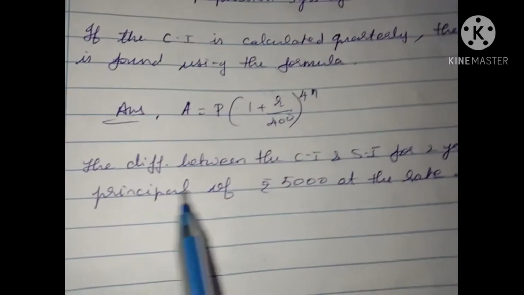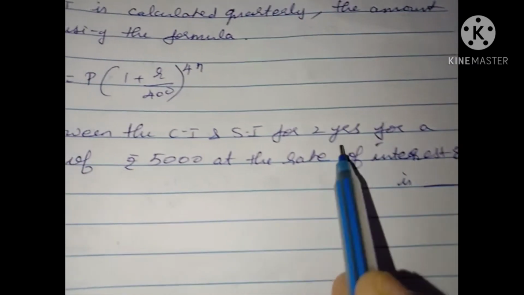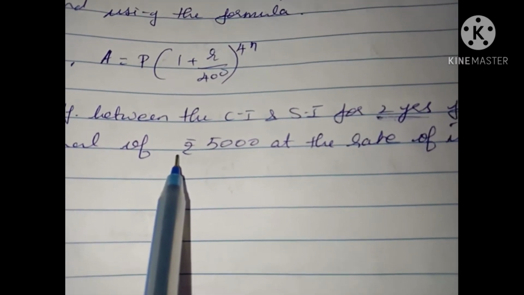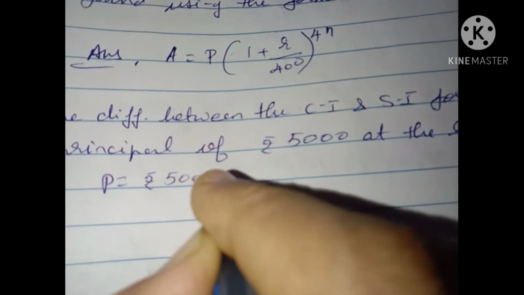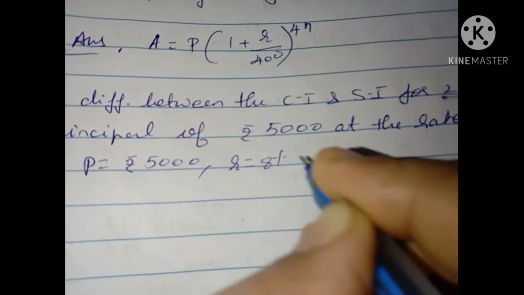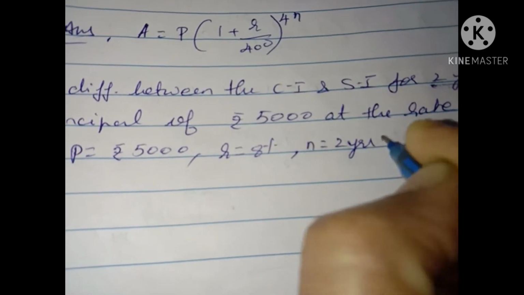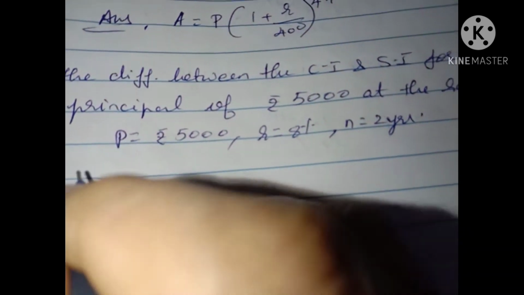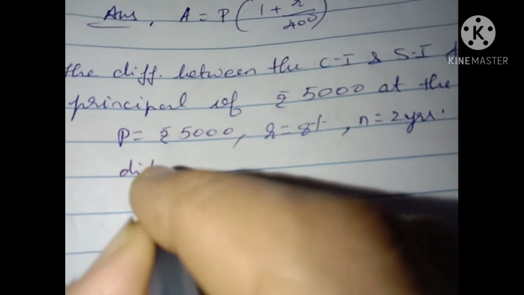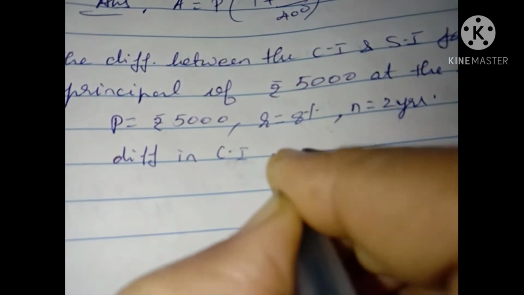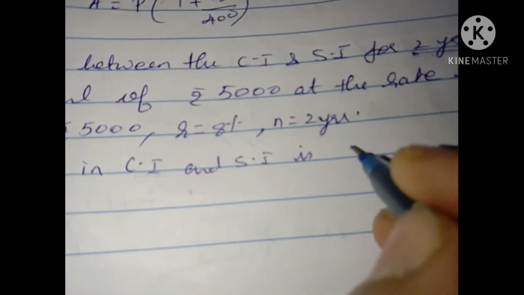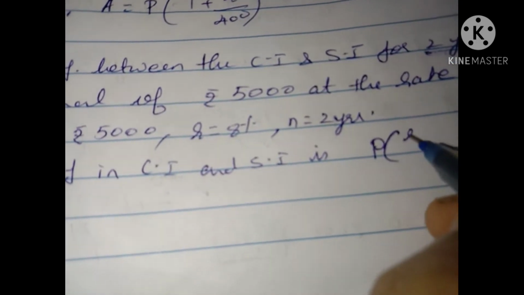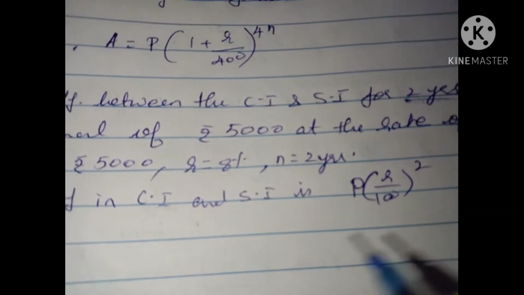The next question, the difference between the compound interest and simple interest for 2 years, for a principal of rupees 5,000 at the rate of interest 8%. So here principal is equal to rupees 5,000 and r is equal to 8%. Number of years is equal to 2 years. The difference in compound interest and simple interest formula is P into r by 100 the whole power 2.